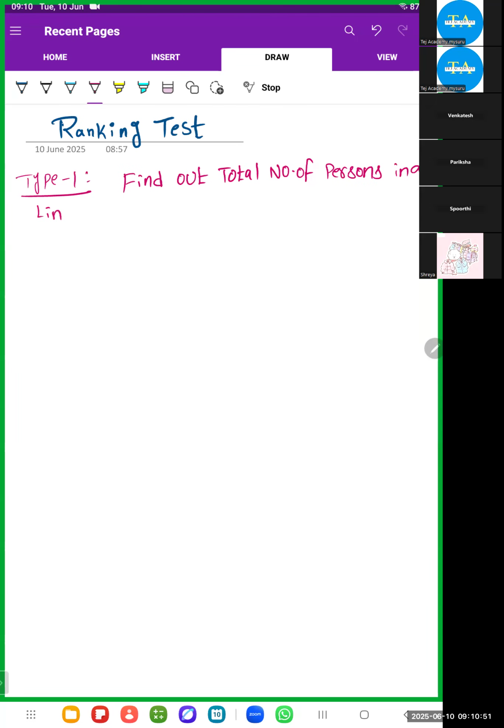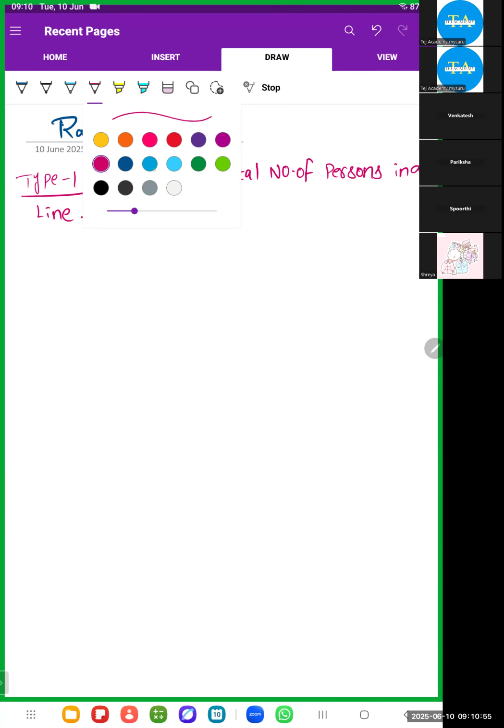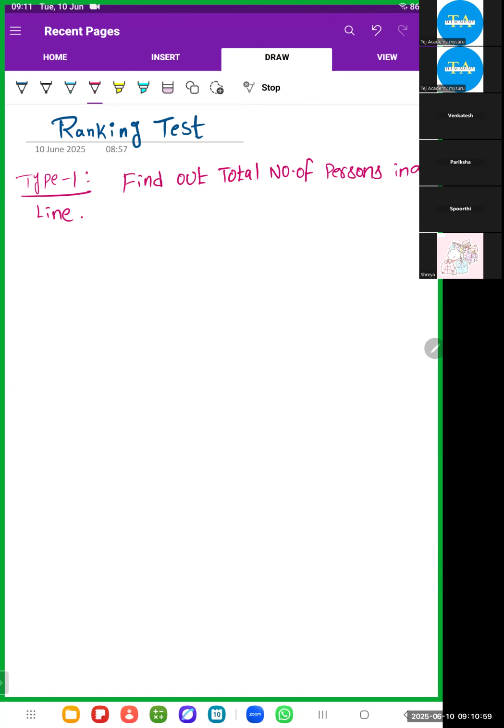So this is type 1. Find out the total number of persons in a line. Okay. So total number of persons in a line, how to find it? Yes, so we remember one formula.